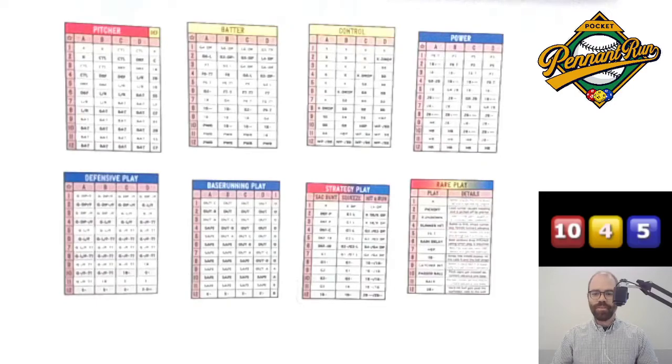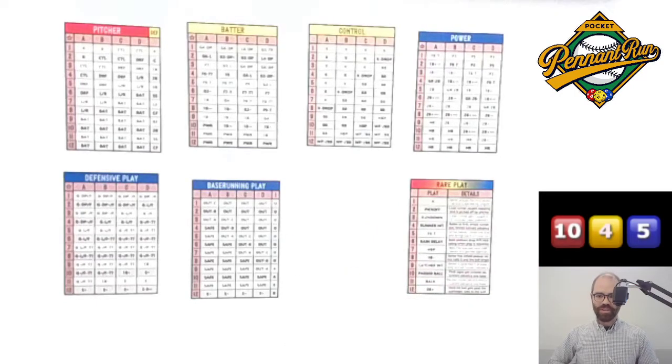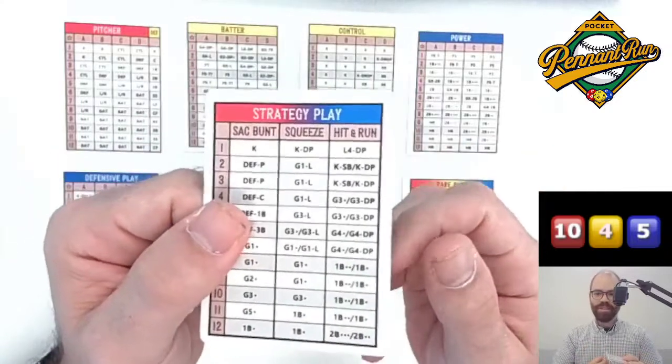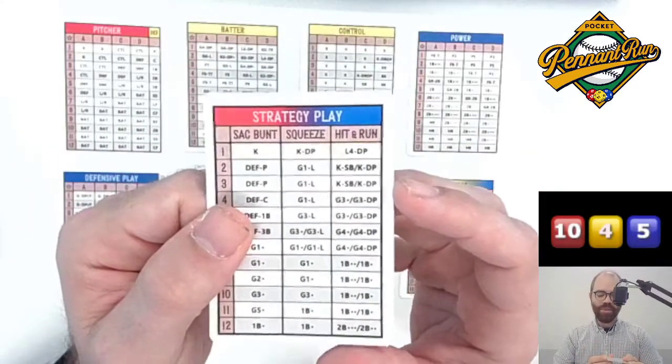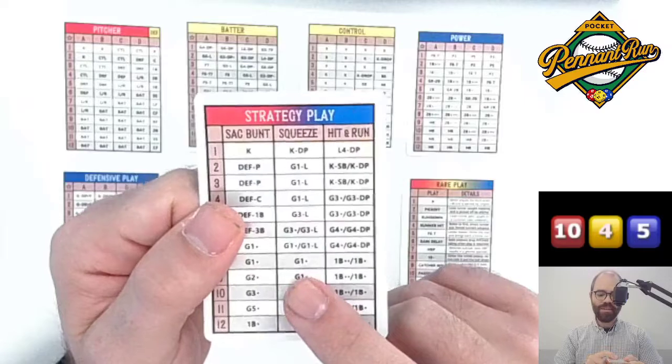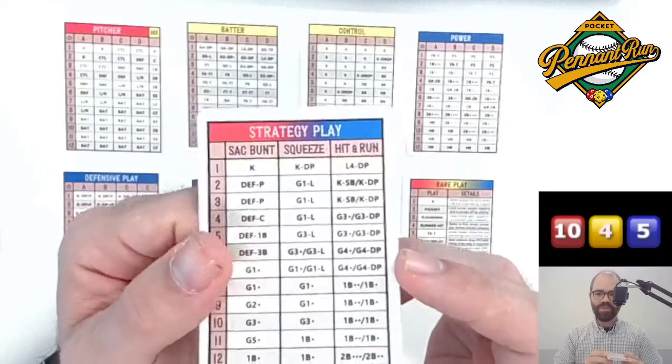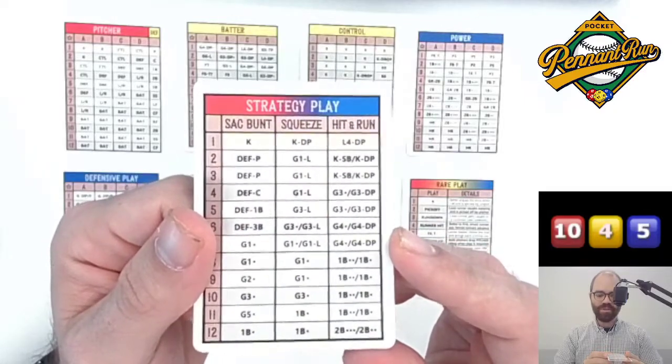The next chart we're going to talk about is the strategy play chart, and this has been changed a bit from the last edition of the game. Last edition we had only a sac bunt and a hit and run, but we've added the squeeze play. Squeeze play is pretty self-explanatory. All the results are there.